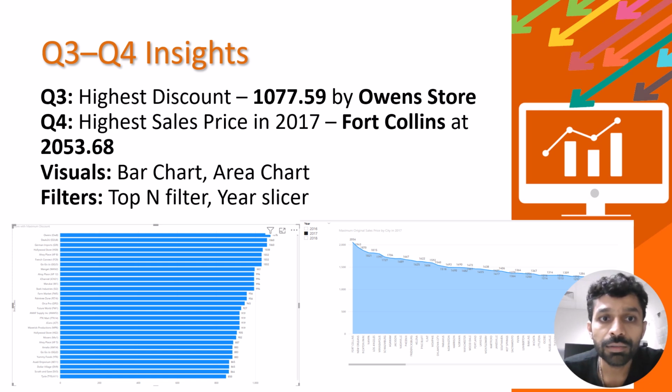In question 4, we checked for the three cities that had the highest sales price in 2017. We filtered the data for 2017 and used a bar chart with the city on the x-axis and the sales price with max aggregation. This helped us identify Fort Collins as the top city with the highest individual sales.